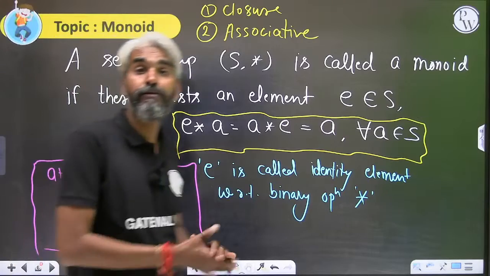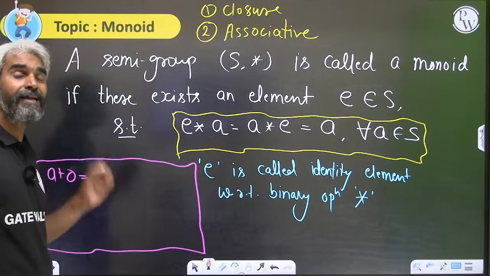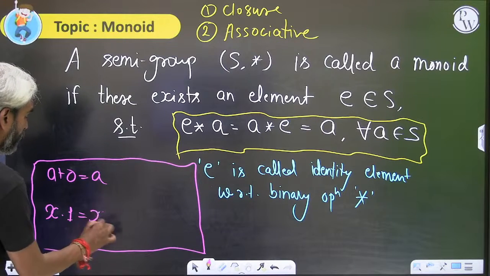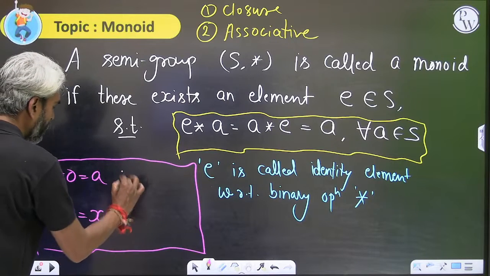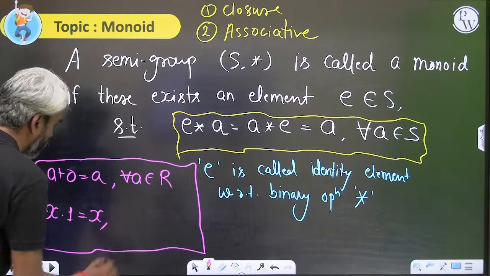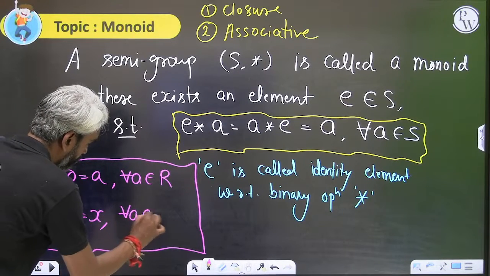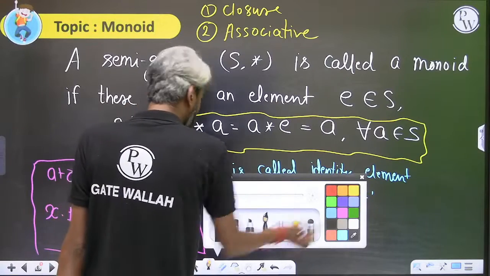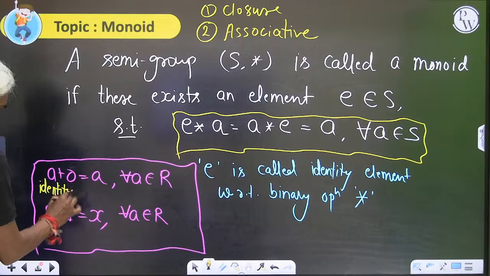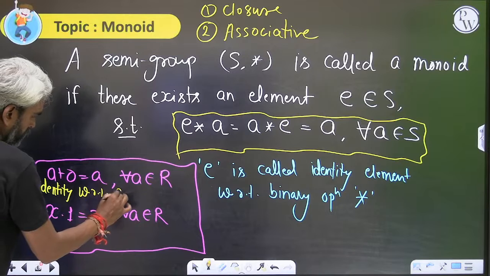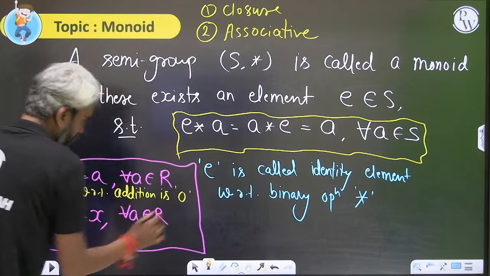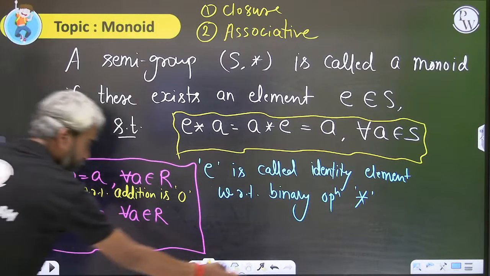Similarly, what will be the identity element with respect to multiplication? Sir, if you multiply any number x by 1, the result will be x only. So a plus 0 will be a for all a belonging to real numbers. x dot 1 will be equal to x for all x belonging to real numbers. So what can we say? Identity with respect to addition is 0, and identity with respect to multiplication is 1.